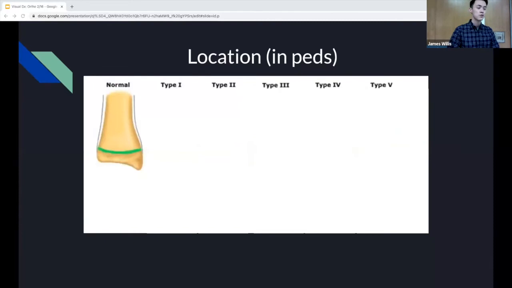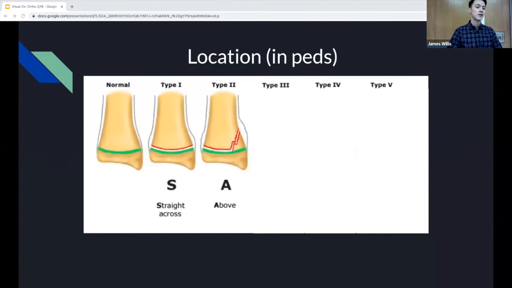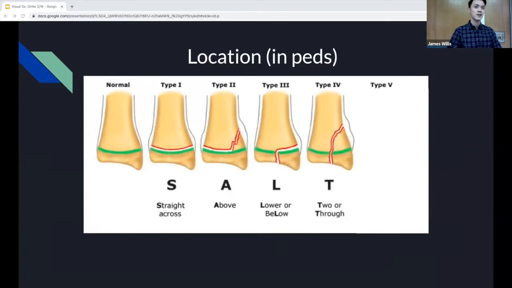All right, so first we're going to start off with location, but in pediatric fractures. So if anyone could shout out what a type 1 Salter-Harris would show. Close. So it would be separation, but it would be straight across the growth plate. This is kind of a read my mind, but what would be a type 2? Yep. 3. Oh, sorry. And then 4. Yep. And 5. Yep, exactly.